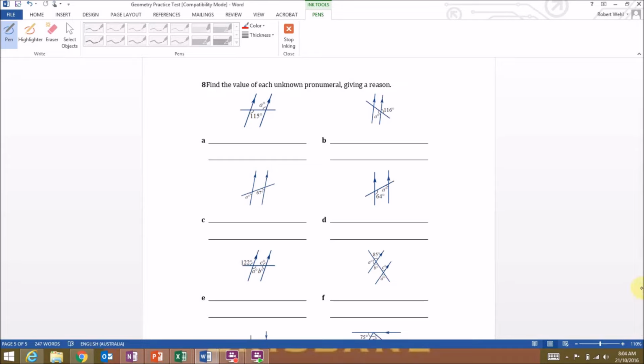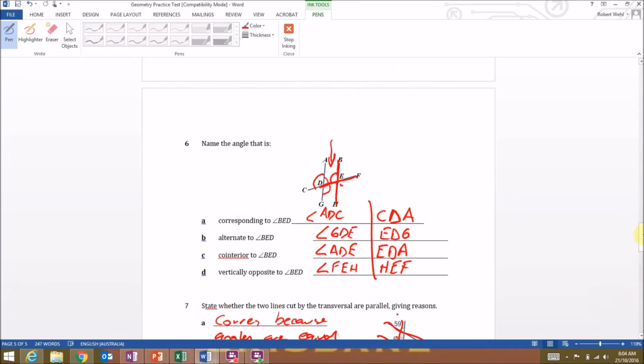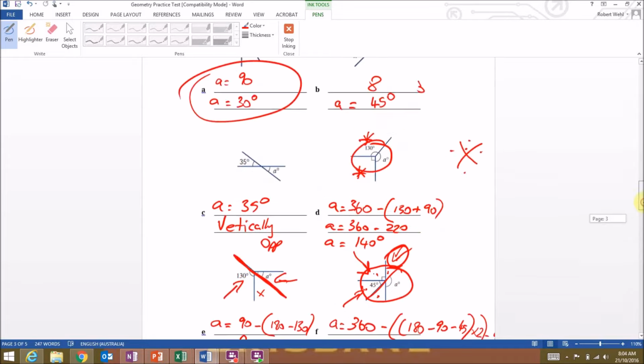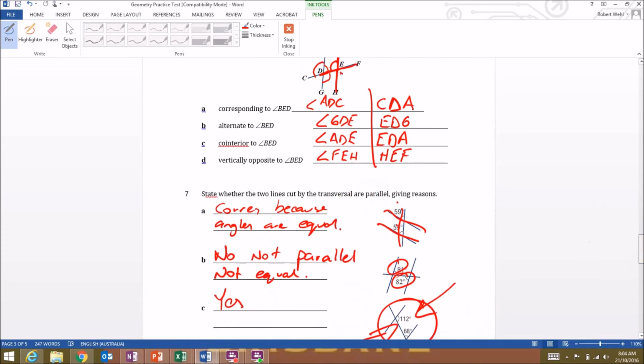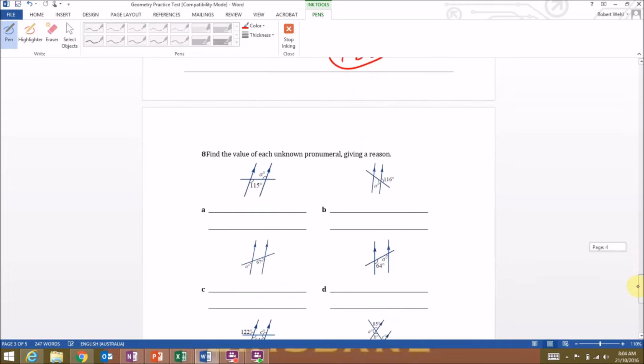So it means that you need to know all of these. Okay? All of these angles here. Alright? So this one, A equals 115 degrees, and it is alternate. Alright, this one here, A equals 116 degrees, and it is vertically opposite.